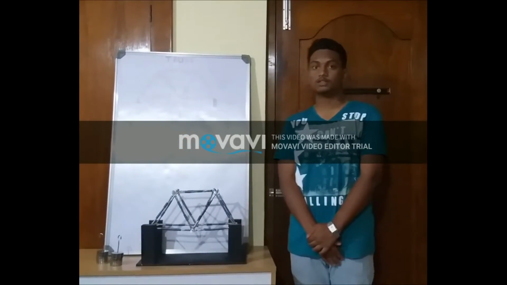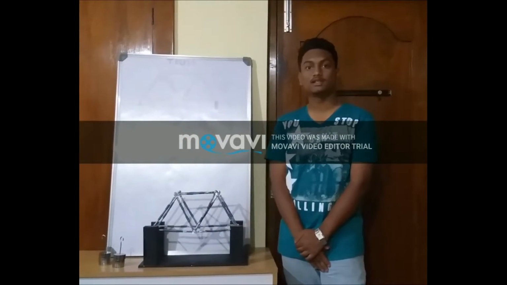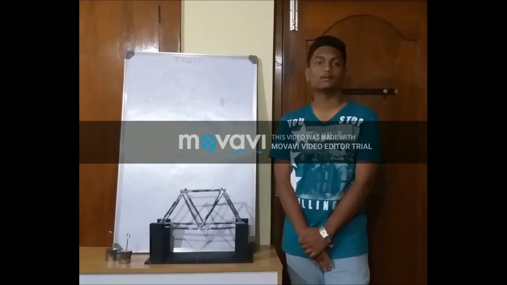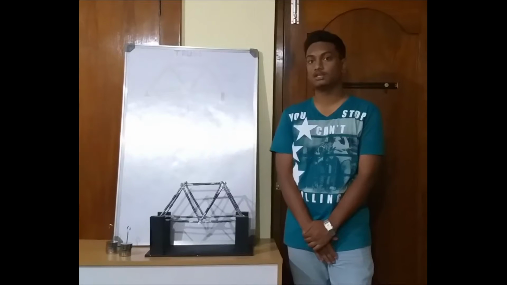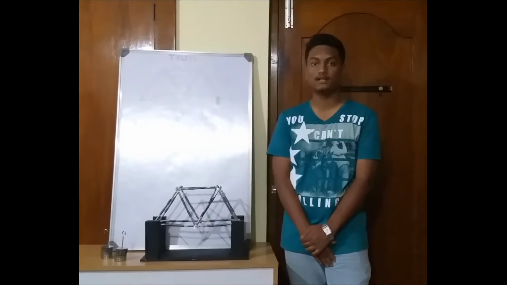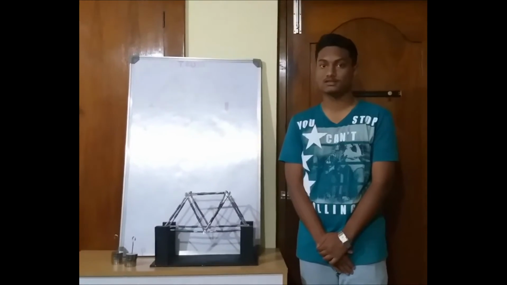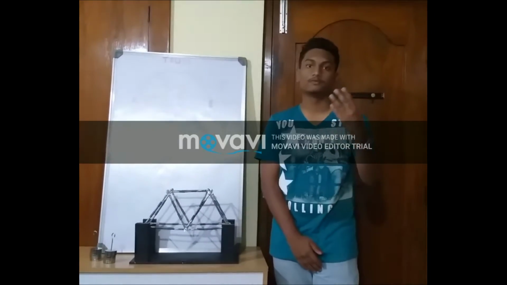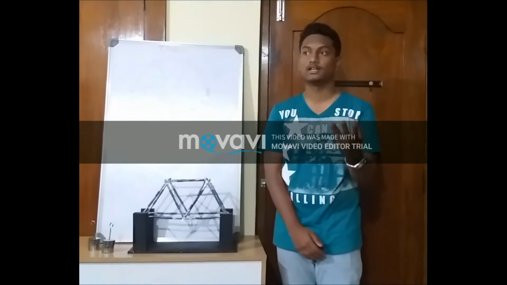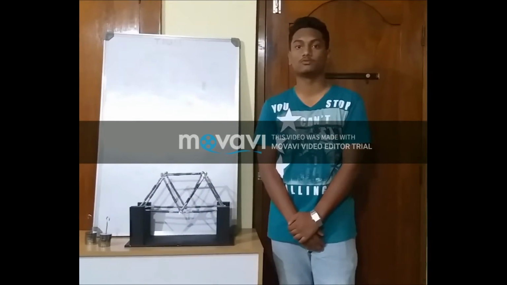Now I'll be talking about the types of trusses. They are basically categorized into two: one is the pitched truss and the other one is the flat truss. The pitched truss gets its name due to the triangular structure, and the flat truss gets its name due to the parallel top and bottom structures. The pitched truss is used in the construction of roofs, and the flat truss is used in the construction of bridges.